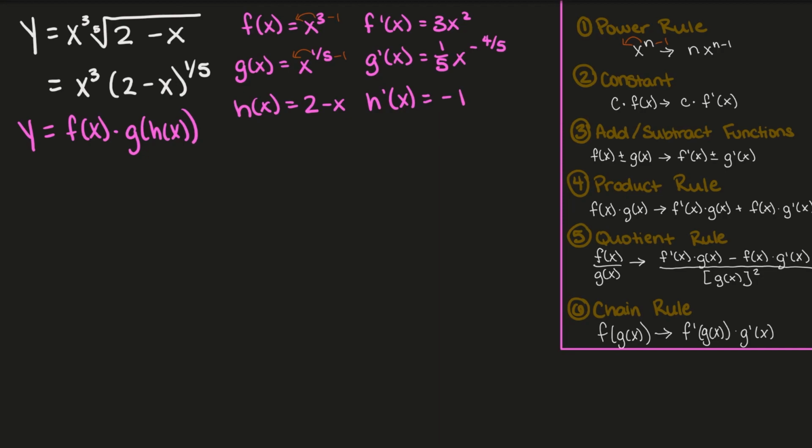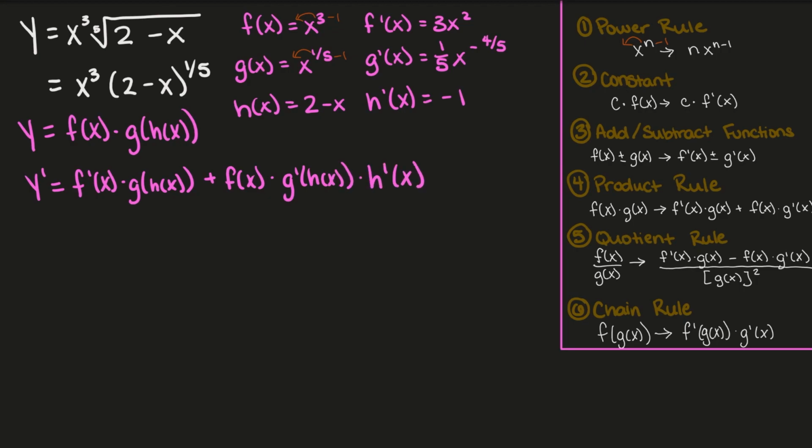-1. And our derivative of our product and chain rule will be f prime x times g of h of x plus f of x times g prime h of x times h prime x. So if we plug in our values that we just found, y prime will be equal to f prime, which is 3x squared, times 2 minus x to the 1/5 power, plus f of x, which is x to the third, times 1/5 times 2 minus x to the -4/5 power times -1.